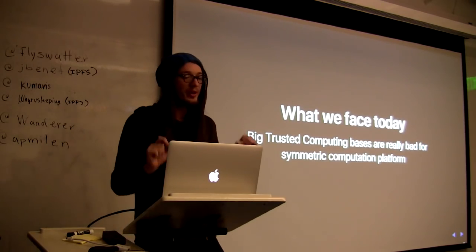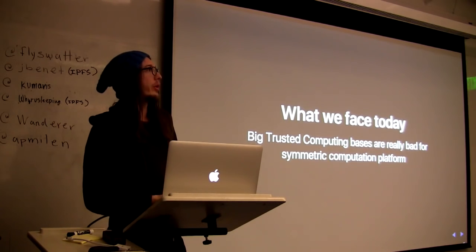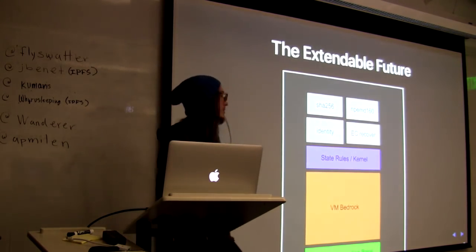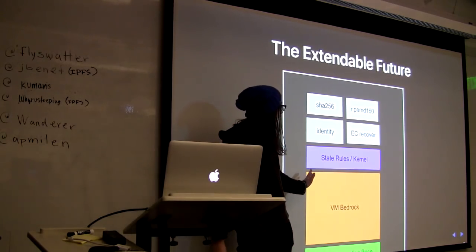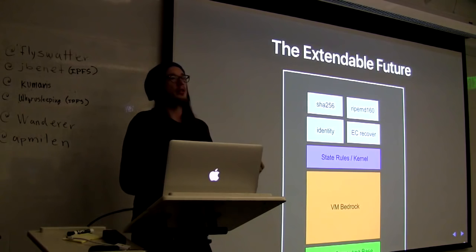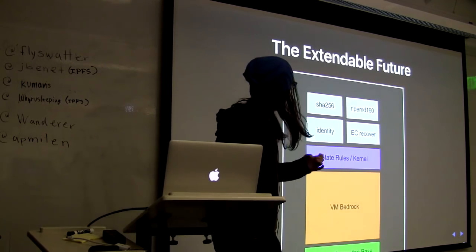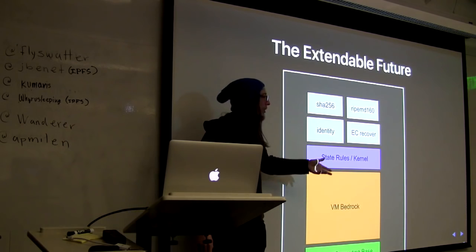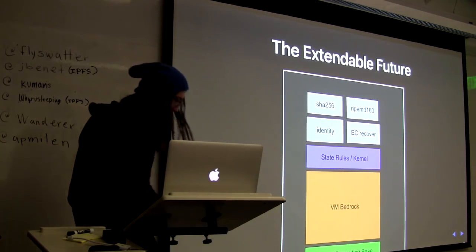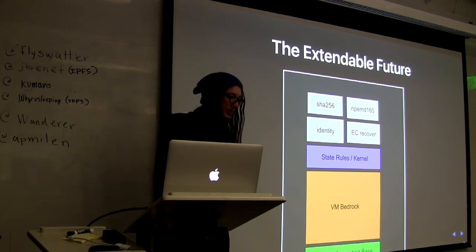A big trusted computing base is really bad for symmetric computation platforms. And symmetric computation is the basis for, as far as I know, all blockchain-based consensus. So instead of building things out, we should start with a very small trusted computing base and have a VM bedrock and then build everything on it. I think we should think about the state rules more in terms of a kernel, since ultimately they deal with inter-process communication between contracts. It really is a kernel. And then all the precompileds should just be user space contracts like any other unprivileged contract. I'm experimenting with some of these ideas in the eWASM kernel today, as part of the eWASM project.